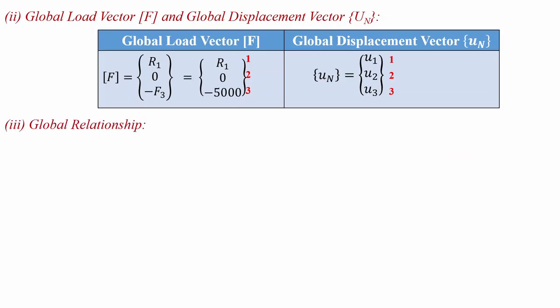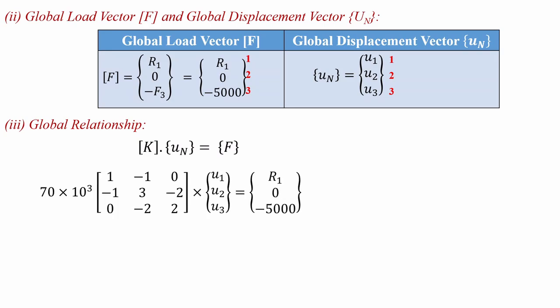Now let us write the global relationship, which is K into Un, that is equal to global force vector F. So let us write the global stiffness matrix, global displacement vector, and force vector, which we have written previously. So we have 17 to 10 is to 3 into matrix of 1 minus 1 0, minus 1 3 minus 2, and 0 minus 2 2, into the global displacement matrix U1 U2 U3, that is equal to the global force matrix R1, 0, minus 5000. Let us mark the column numbers and row numbers: 1 2 3, 1 2 3. Let us consider this equation as equation number 1.